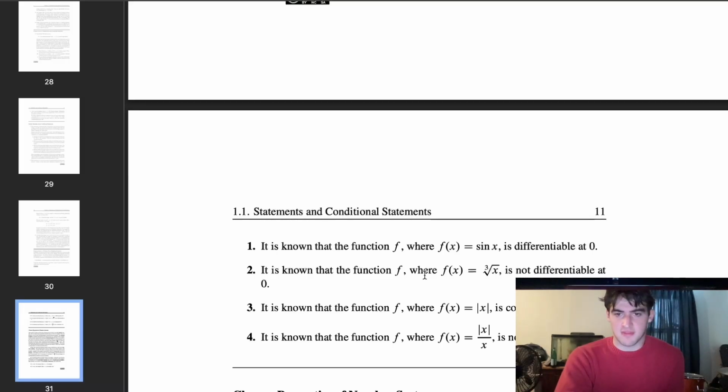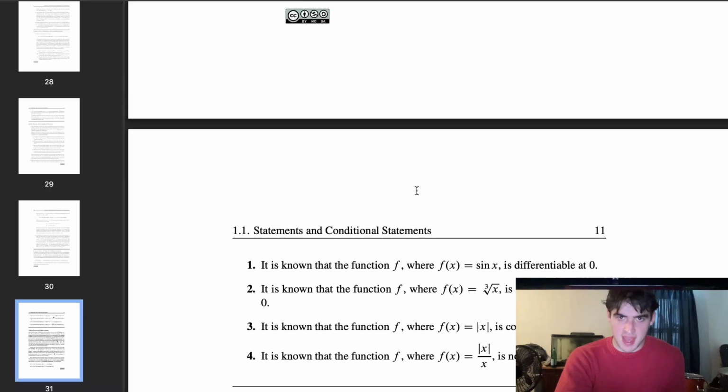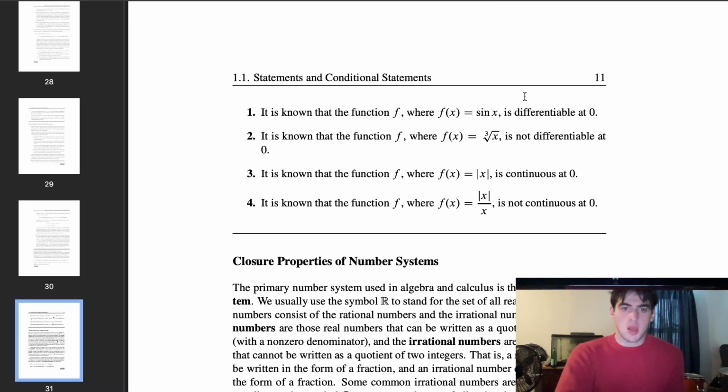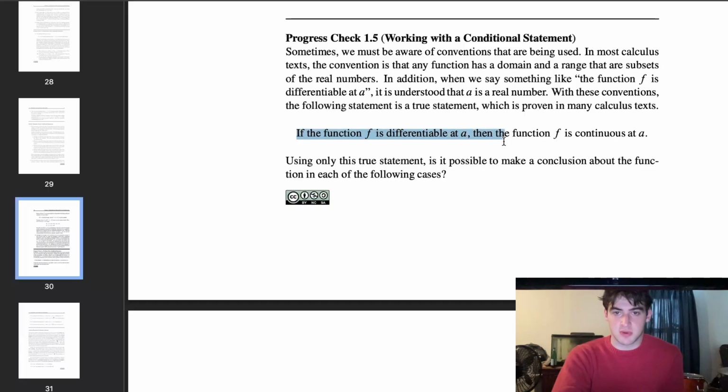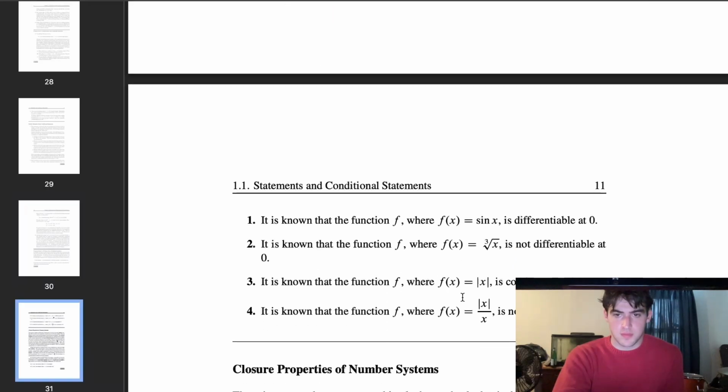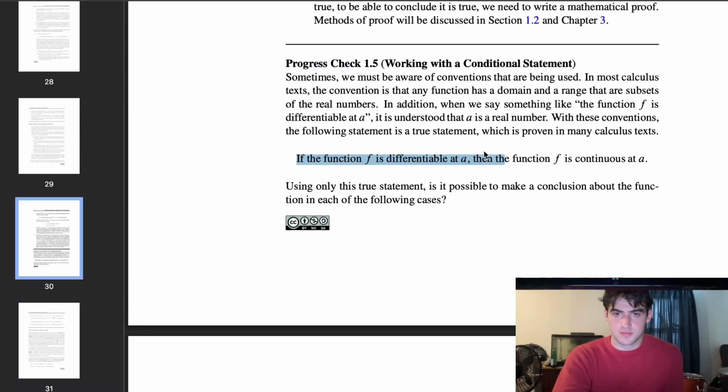Two, the function f, where f of x equals the cube root of x, is not differentiable at 0. I would also say that that doesn't have to do with the hypothesis of that one specific true statement. Three, it is known that the function f, where f of x equals absolute value of x, is continuous at 0. What's the true statement again? If the function f is differentiable at a, then the function f is continuous at a.